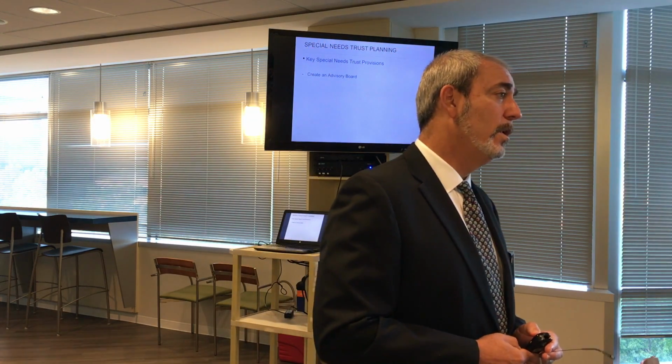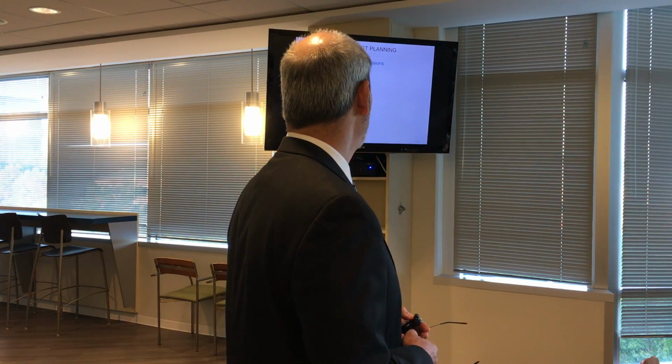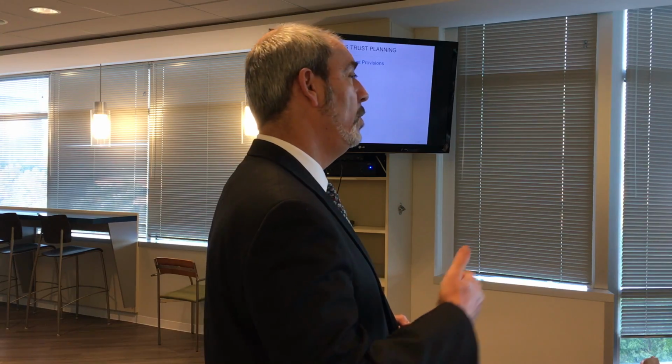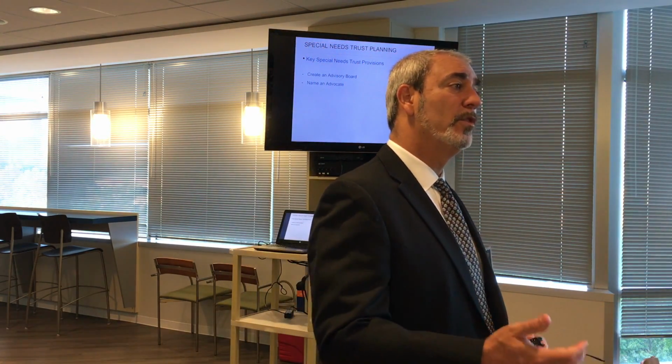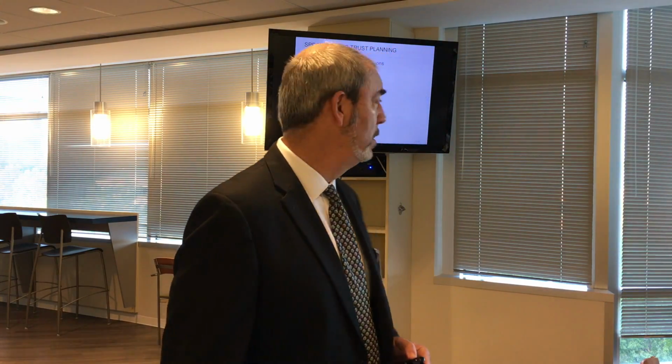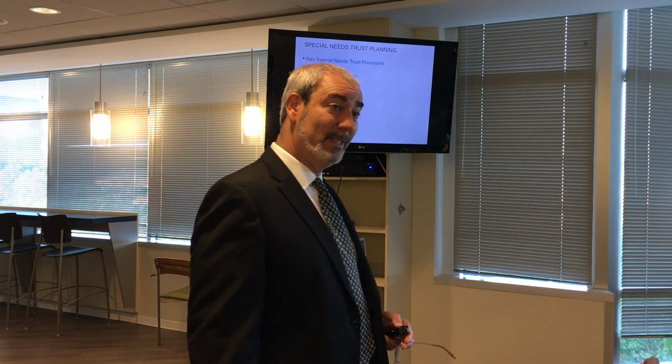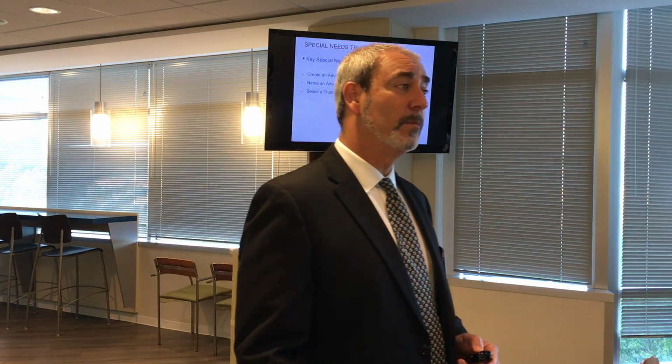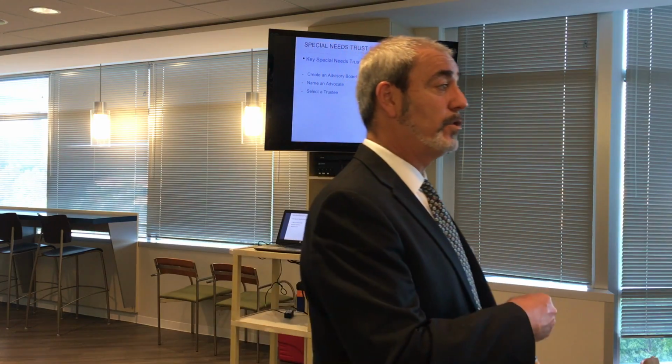First thing we do is we create an advisory board. Who's on the advisory board? We'll cover this. We want to name an advocate, the person who's aggressively pursuing the interests on behalf of the beneficiary. We want to select the trustee of the trust, somebody who's managing the assets and making the disbursements in accordance with the trust provisions.